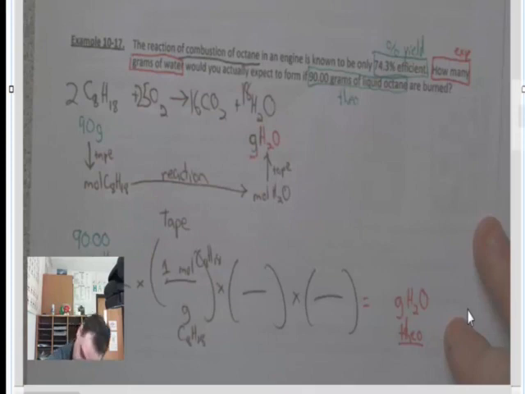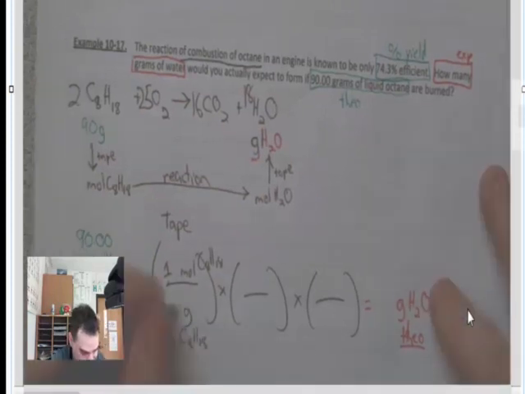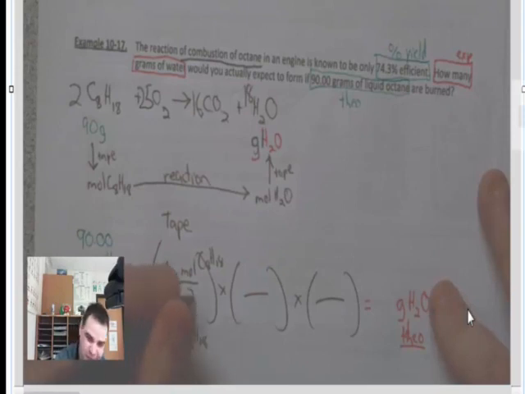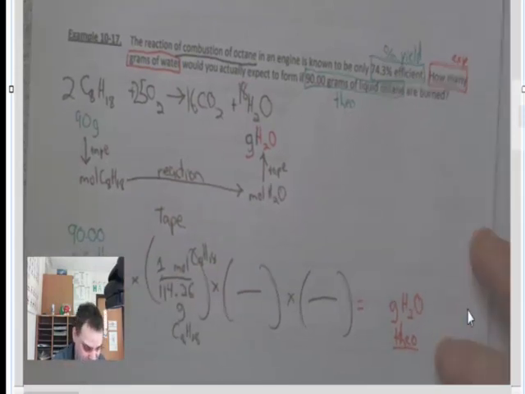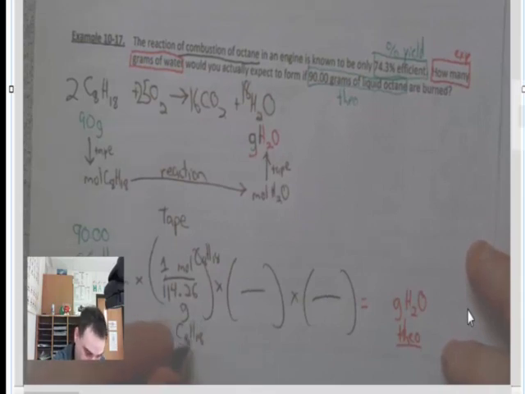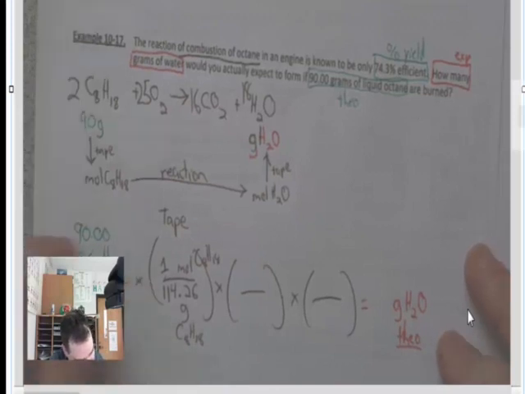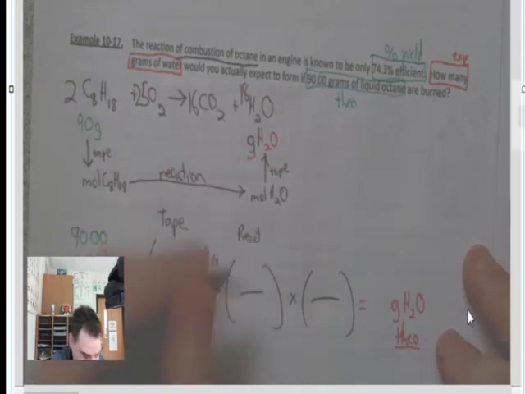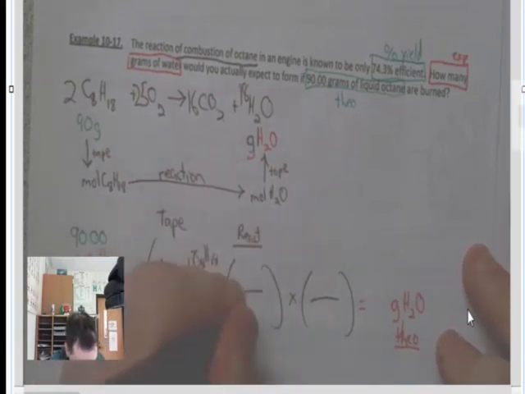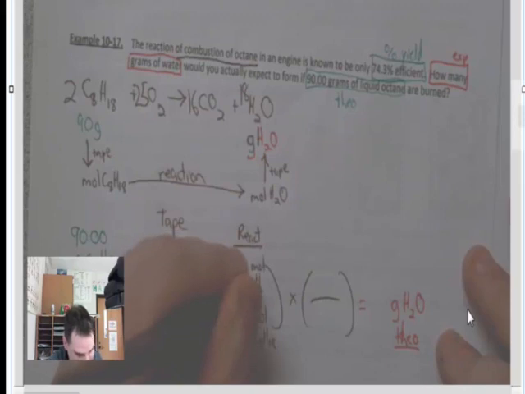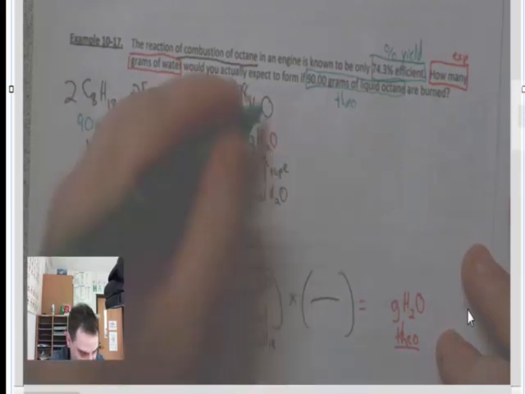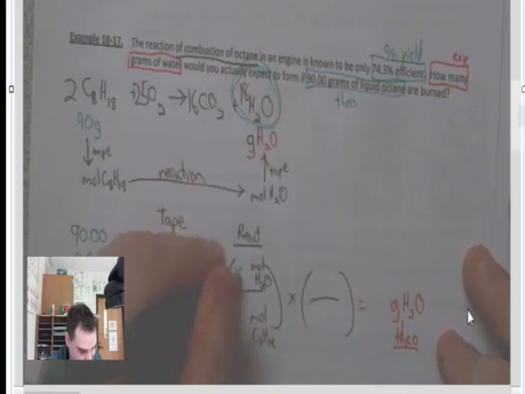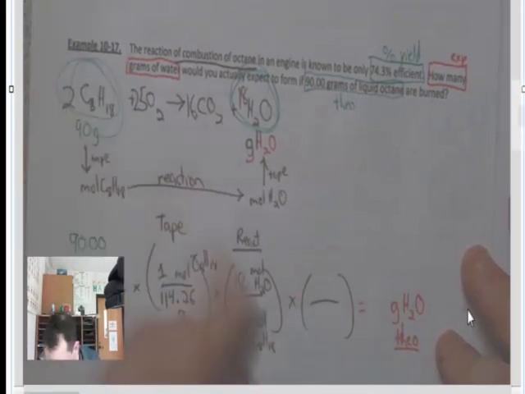Gram says molar mass. I know the molar mass of this. It's 114.26. Remember, I'm figuring that out from the periodic table, correct? I'm doing 8 times 12.01 and 18 times 1.01 and figuring out the molar mass. Okay, that's step 1. Step 2, we gotta do the reaction. Moles of octane on the bottom, moles of water on the top. Then the coefficients: 18 and 2.